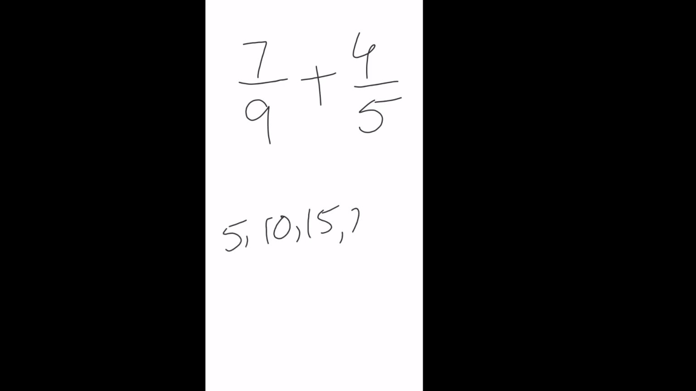It is 7 divided by 9 plus 4 divided by 5. Now, first of all, the step number 1 was to write down the multiples. So 5, then 10, then 15, then 20, then 25, and then 30. See, 5 nines are 45 and 9 fives are 45. So 45 is a number.